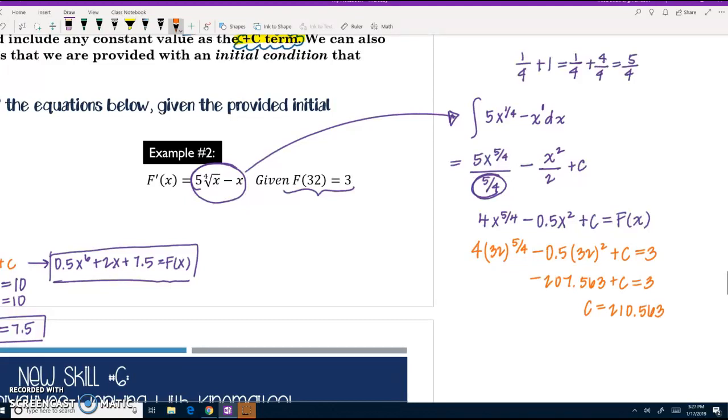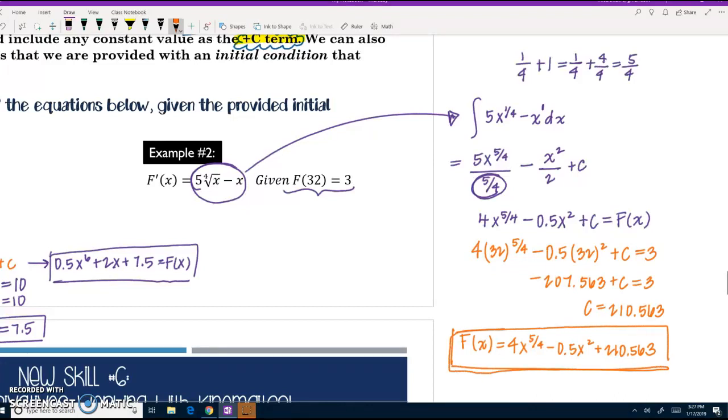210.563 as my constant, which means that the function that I started out with would have been 4x to the 5/4 minus 0.5x squared plus this 210.563. And so we're going to go ahead and do one full applied example, and we'll see why we might want to end up with those decimals or how they can be useful in that context.